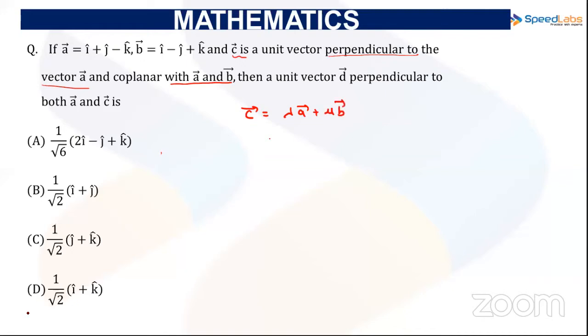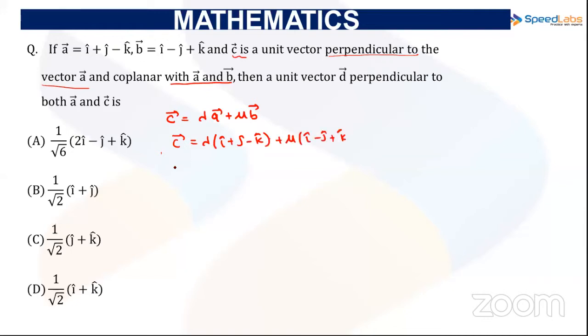All of you. Okay, so let me just use this space also. So this C vector will be equal to lambda A plus mu times B, because C vector is coplanar with A and B. So C is equal to lambda times what is your A? It is i plus j minus k, plus mu into B, which is i minus j plus k. So from here we are getting C vector is equal to lambda plus mu times i, plus lambda minus mu times j, plus minus lambda plus mu times k. All right, so this is our C vector.